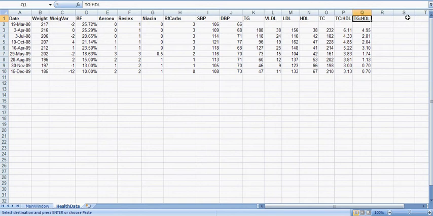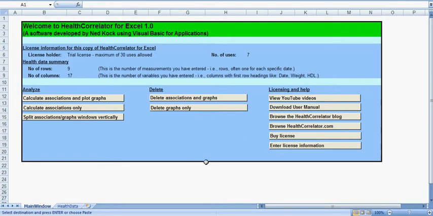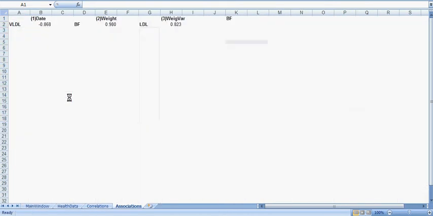But by and large, these are dependent variables in that they depend on the independent variables here on the left, from refined carbs intake to weight. Obviously, the ratios here will depend on the components of the ratios. For example, total cholesterol by HDL will depend on total cholesterol. So I will go to the main window and I will calculate associations and plot graphs.